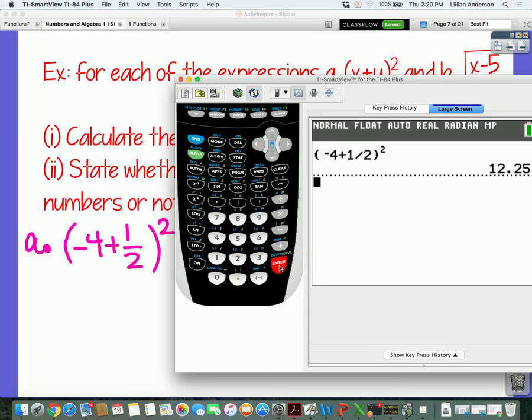Yes. Here's our answer. Okay? Is that a rational number? Can it be converted into a fraction?